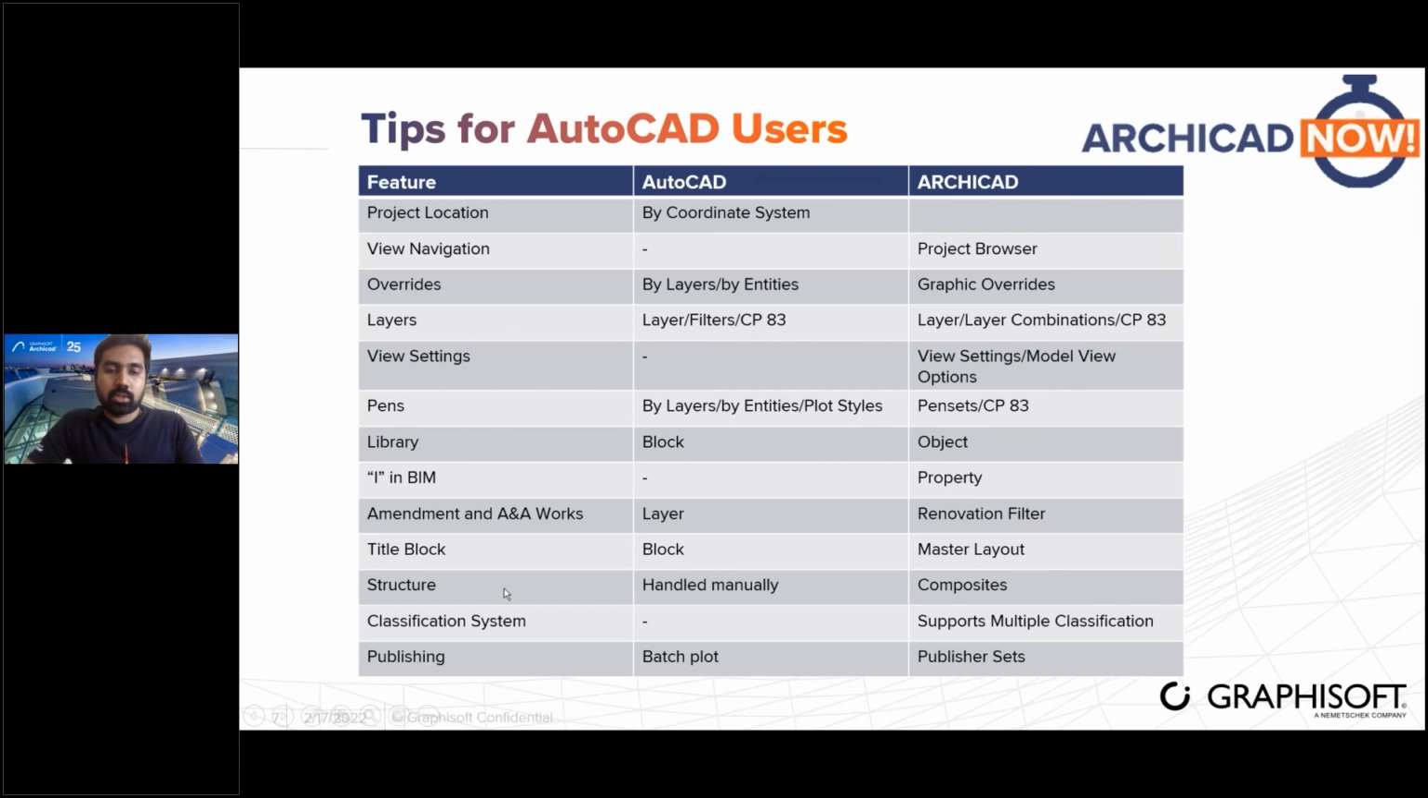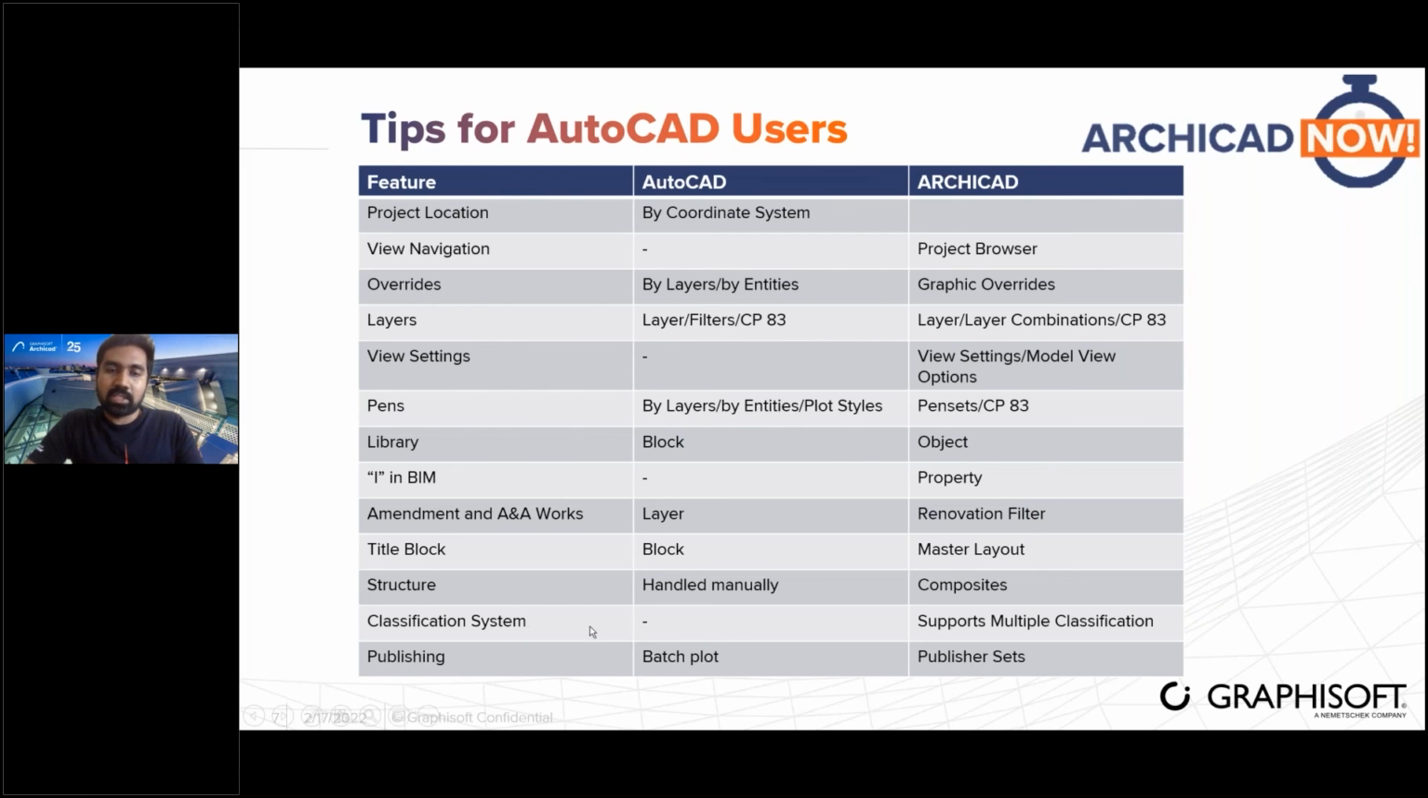And then for structure, we have to handle it manually. We have to create the structure for each component manually using lines and fills. But in Archicad, we have composites, which automatically create the structure. We also have priority-based element connection, so the connection between the elements is cleaned automatically based on the priority set for the building materials. Inside AutoCAD, you have to do everything manually. The connections should all be created manually.